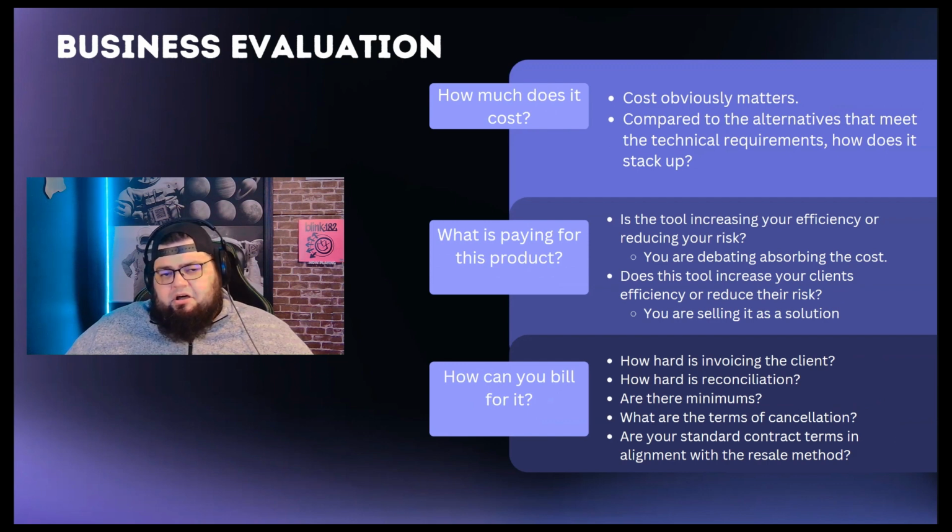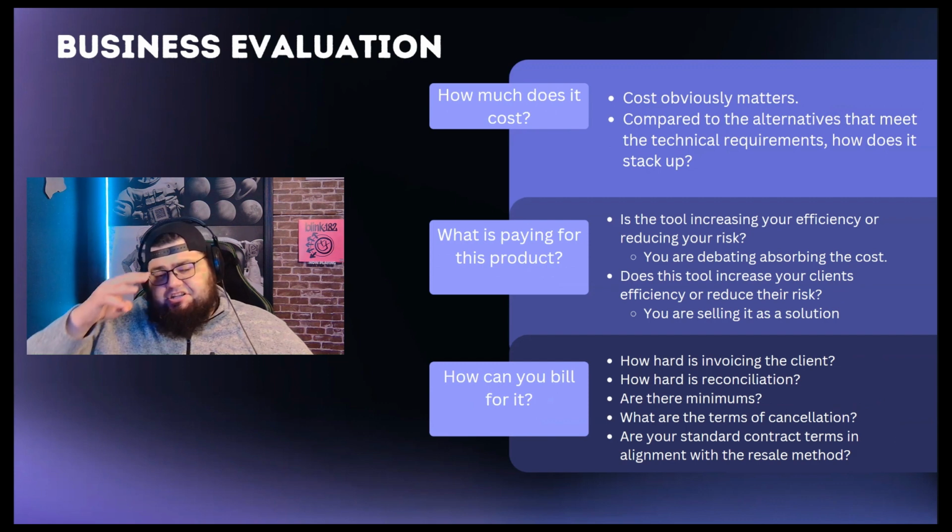So, how much is the cost, and understand what those costs look like? Understand what's paying for the product. In the MSP space, we buy things for lots of reasons, right? Are we buying a tool that's going to increase our efficiency, right? Does it make my staff faster? Tools like Liongard and things like that, IT Glue, all the documentation solutions like Hudu. These are all things that help us run our business more efficiently.